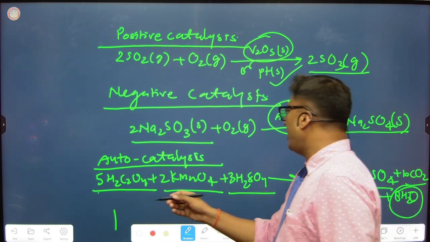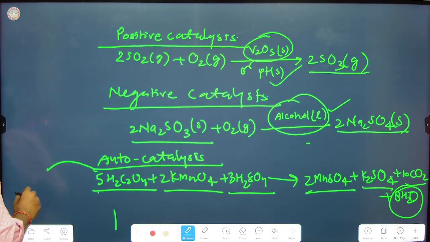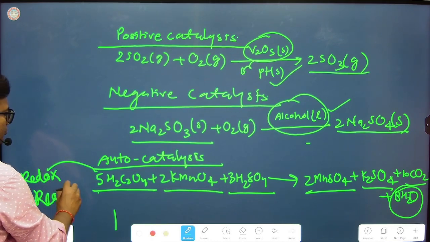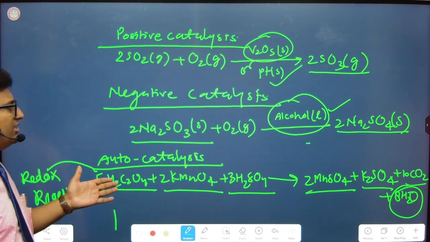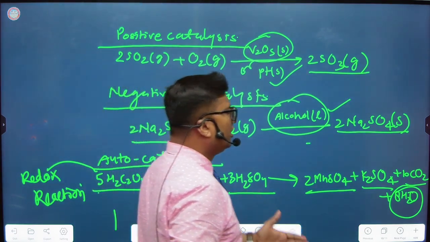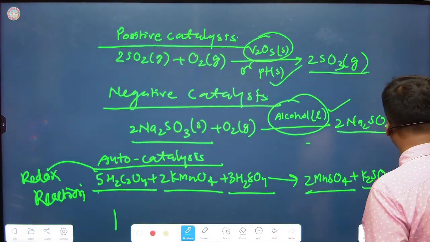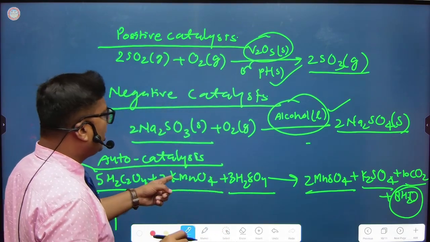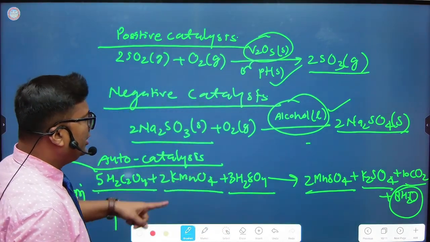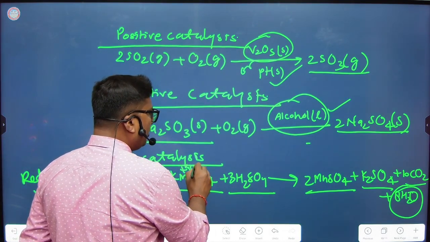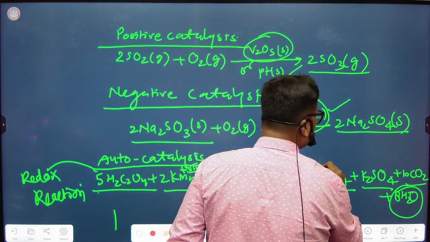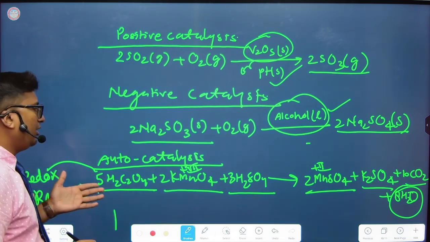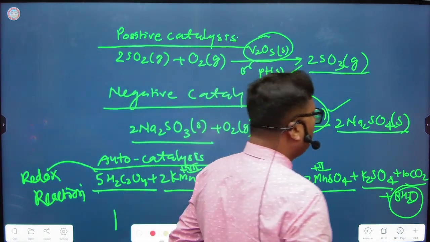So this is an example of a redox reaction, where oxidation and reduction take place. What happens here? Oxalic acid is converted into CO2 and H2O, and potassium permanganate, the oxidizing agent, is reduced from the plus 7 oxidation state to the plus 2 oxidation state. So potassium permanganate is reduced in this reaction and oxalic acid is oxidized into CO2.